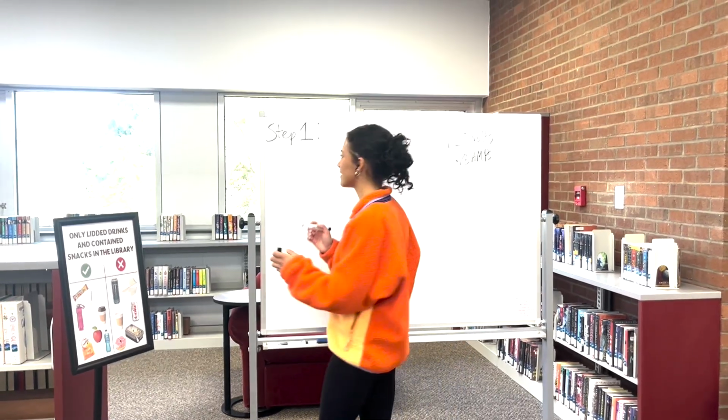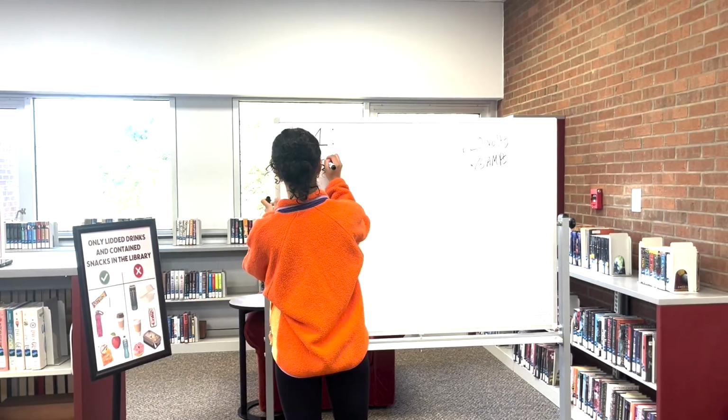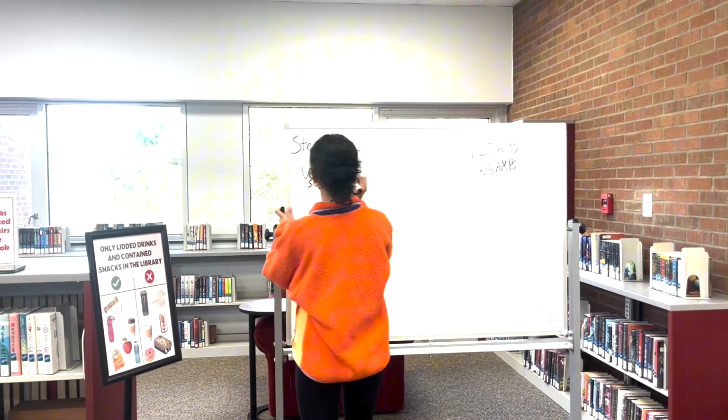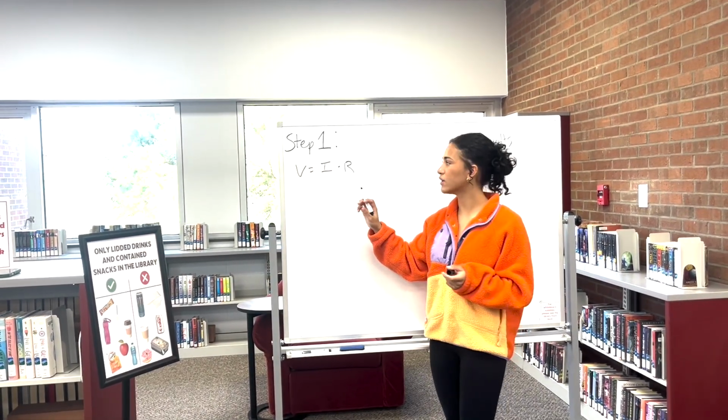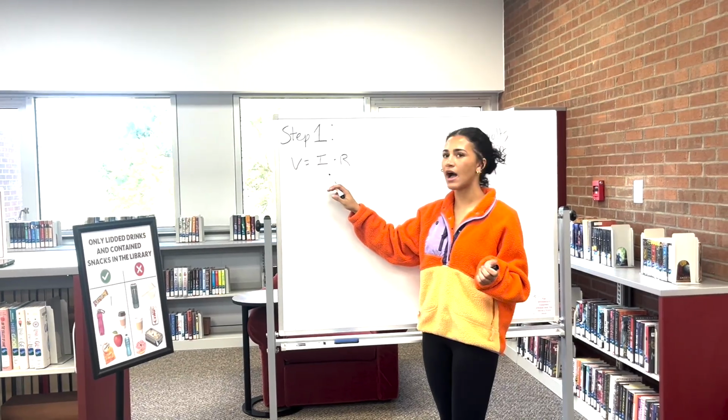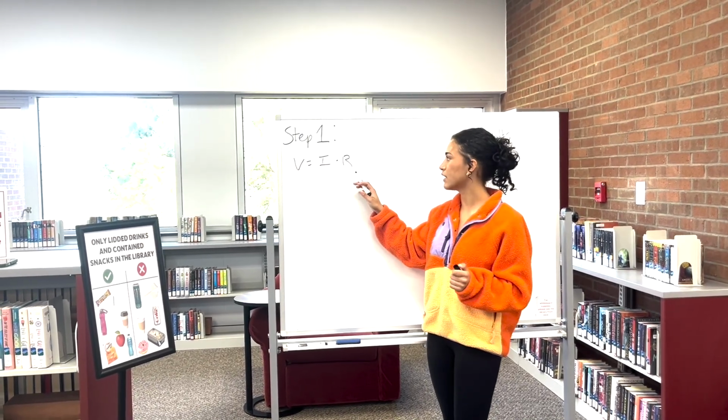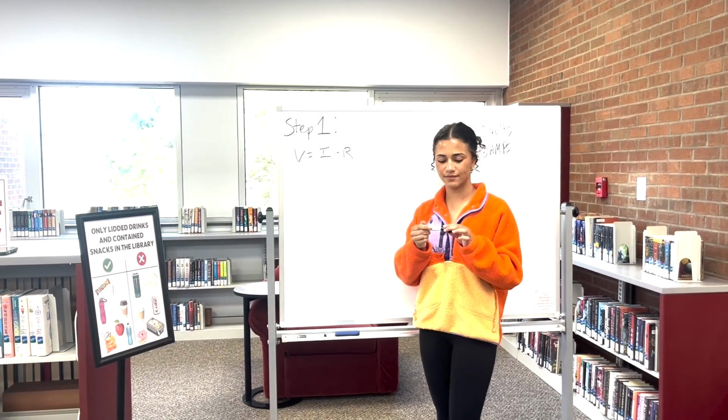Okay, step 1 is going to be V equals I times R. V is for voltage, I is for current, and R is for resistance. I is in amps, and R is in ohms.